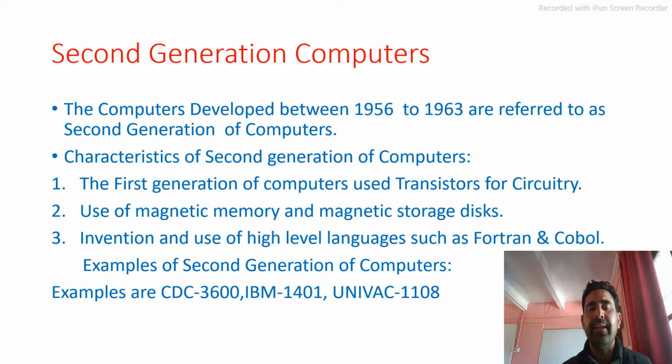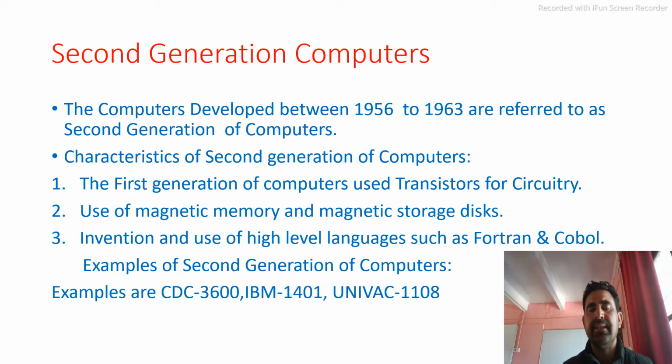Second is the use of magnetic memory and magnetic storage disks. For the first time, magnetic storage disks were used for memory, and high level languages such as Fortran and COBOL were invented and used in this generation. These enlarged the scope of programming. High level languages are used by common people, instead of low level languages which only computer programmers use. Examples of second generation computers are CDC 3600, IBM 1401, and UNIVAC 1108.